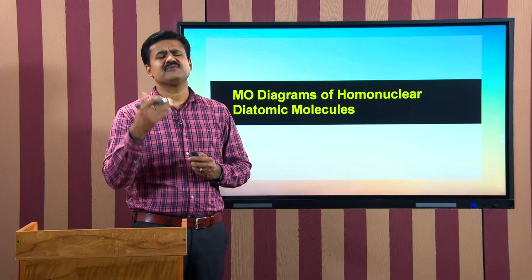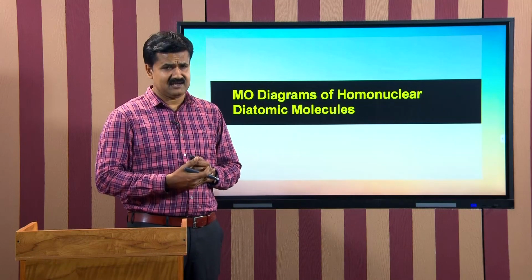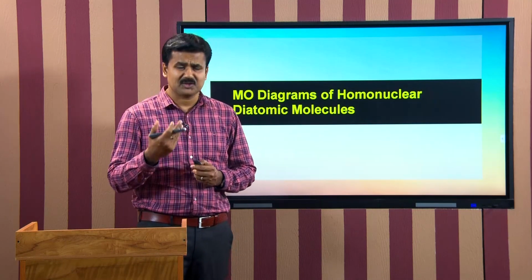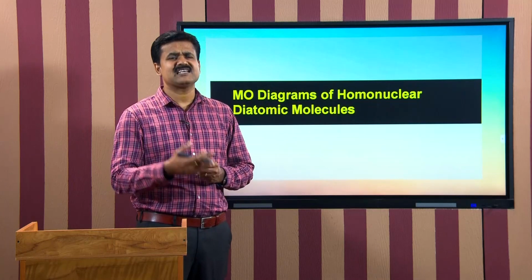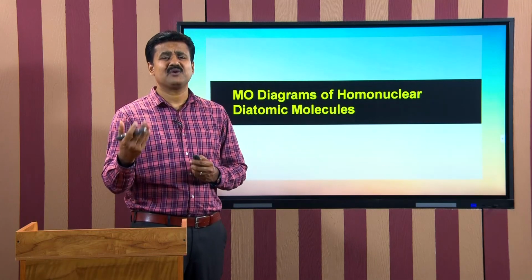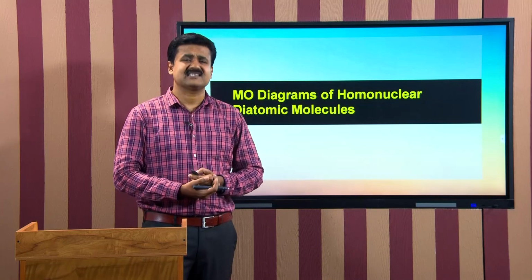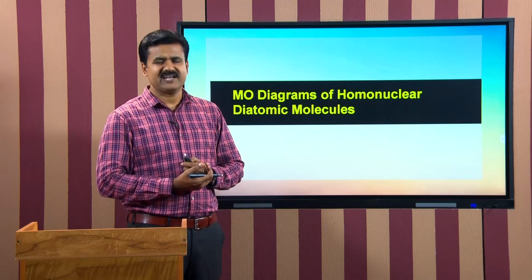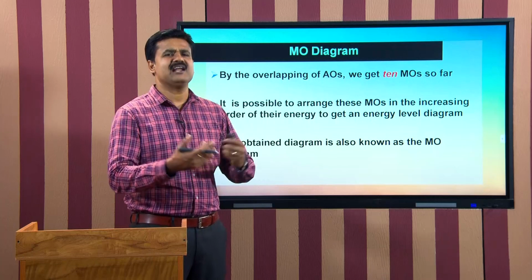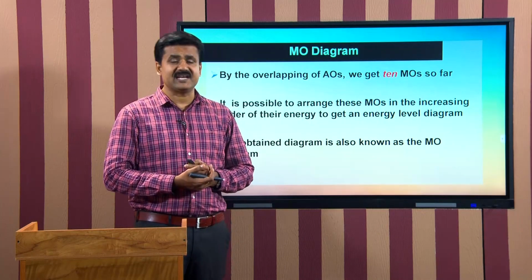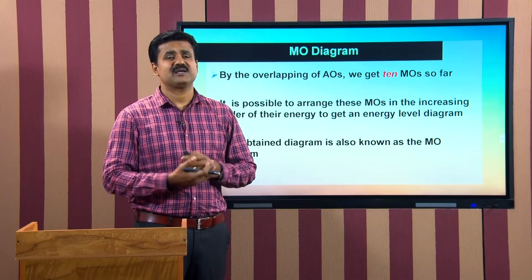In a diatomic molecule, if the participating atoms are similar, you can call it a homonuclear diatomic molecule. Several examples are there: H2, N2, O2, F2, Br2, I2, like that. All are nice examples of homonuclear diatomic molecules. And we are now discussing the MO diagram of homonuclear diatomic molecules.